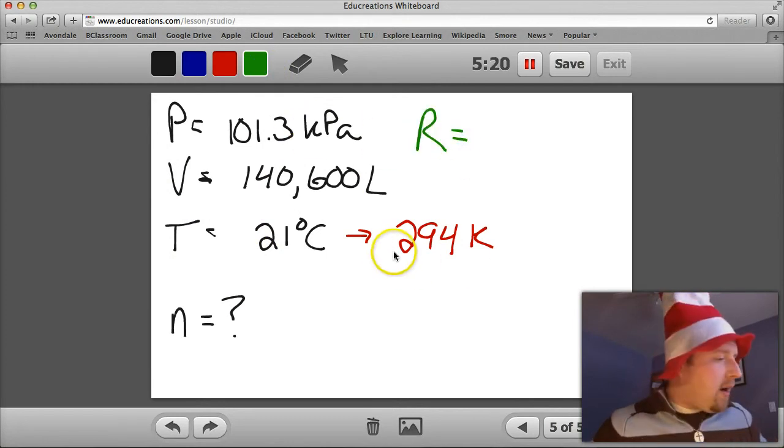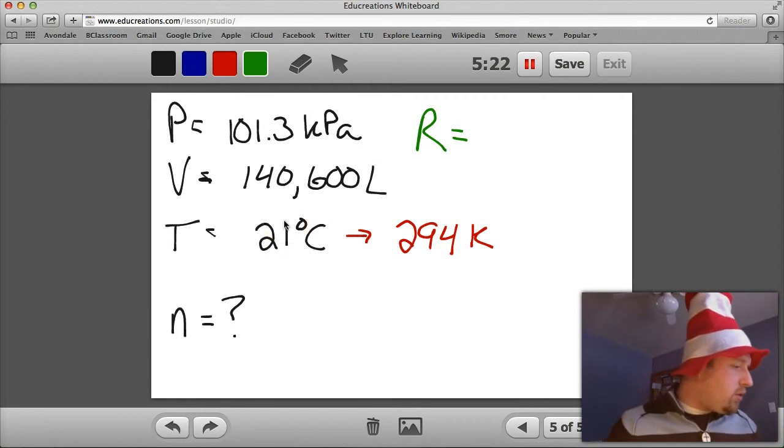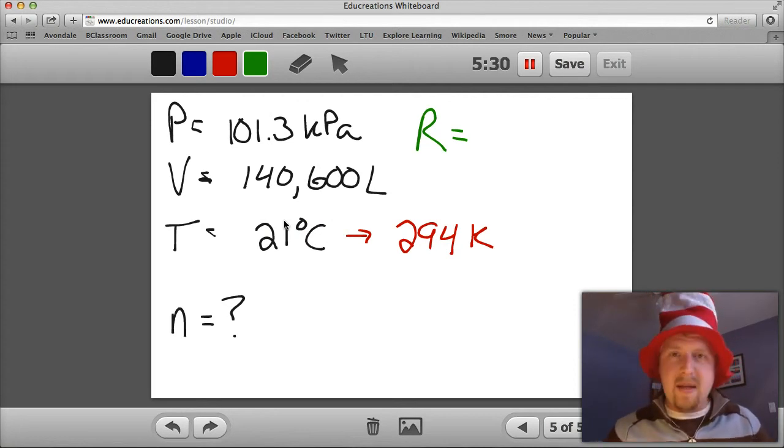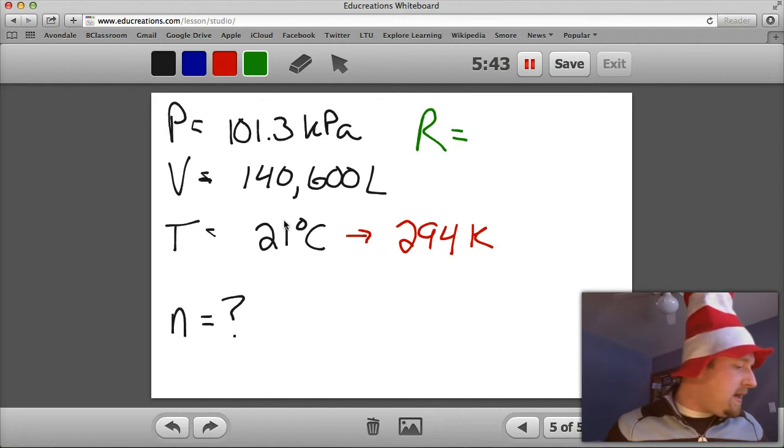Okay, R, and if you recall from the page in your textbook I told you, R is a value that was calculated basically by a lot of experimentation, and it's a constant that allows this equation to work. It's kind of like the key. Without it, the equation won't work for us, won't open for us. So what we need is this constant.